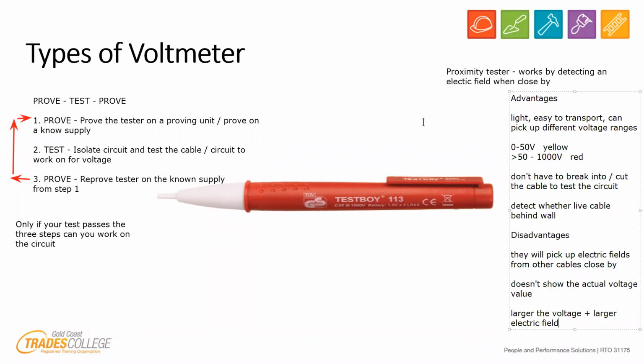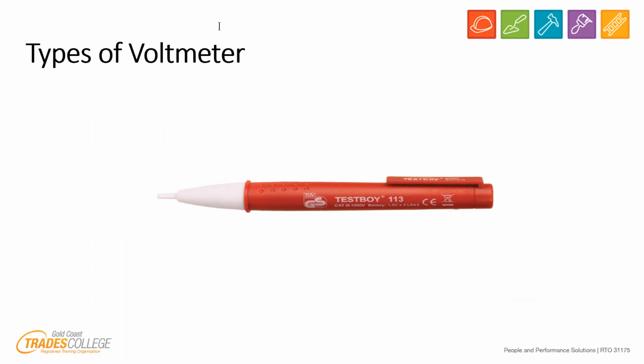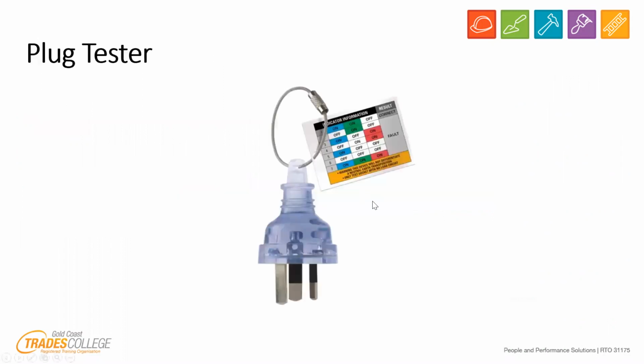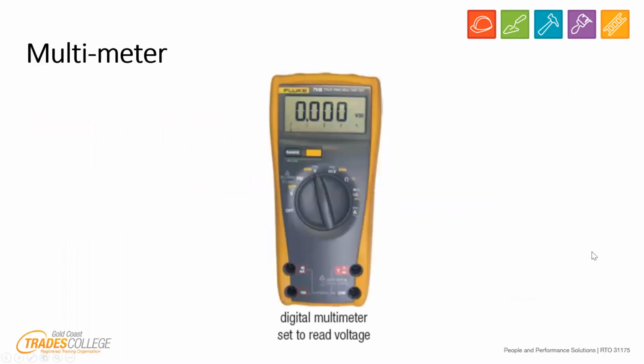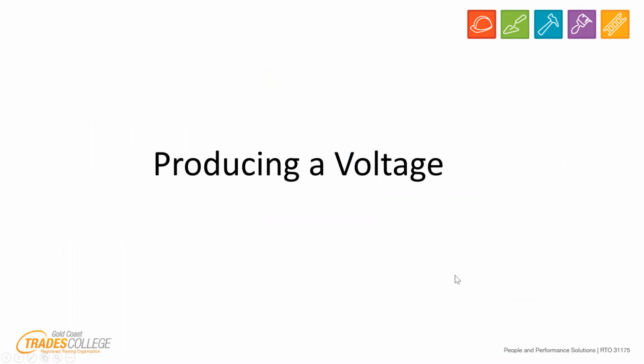For your assessment tool, guys, the advantages and disadvantages are quite similar with that. There's a few other examples there about the plug-in testers and multimeter, which we've covered previously. That takes me on to producing a voltage. So how do we produce voltage? We have to look at four ways of doing that for your assessment.